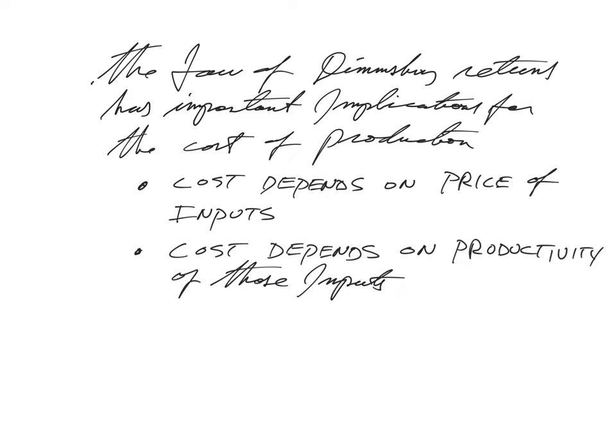The law of diminishing returns has important implications for the cost of production. Cost depends on the price of inputs. Cost depends on the productivity of those inputs. Now, we just saw the productivity of those inputs. That's what we're just looking at. The marginal product. That's what we mean by the productivity. We keep adding that variable input to the fixed input, and we see how much output there is. The productivity of the variable input. Now we're going to look at the price of the inputs. Okay, so we're going to go through a lengthy example and a lot of rows of numbers, and we're going to do that in the next lecture, but we're going to set it up here.